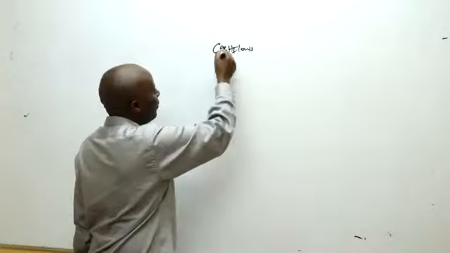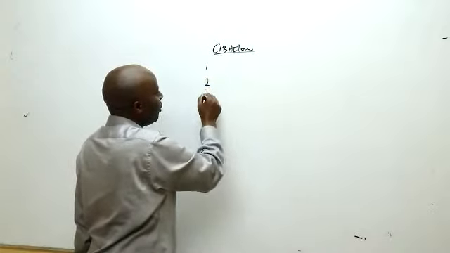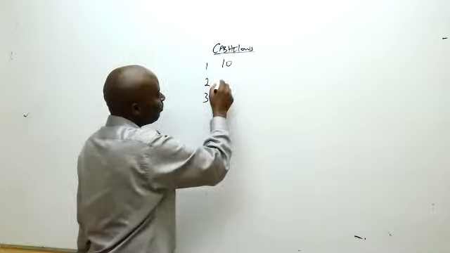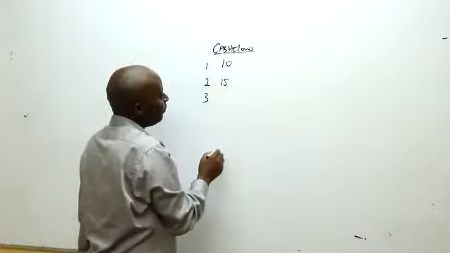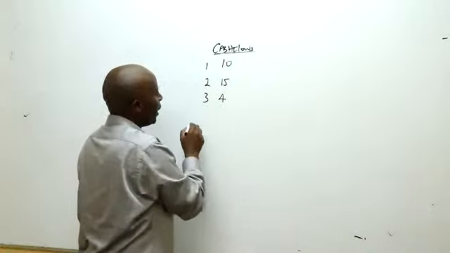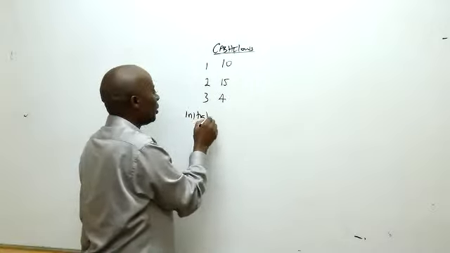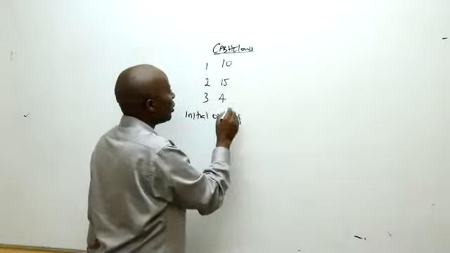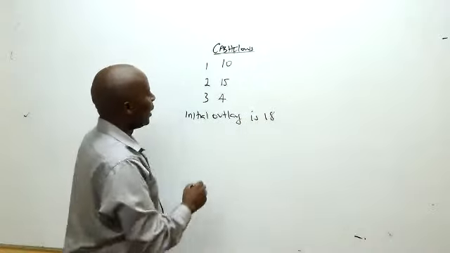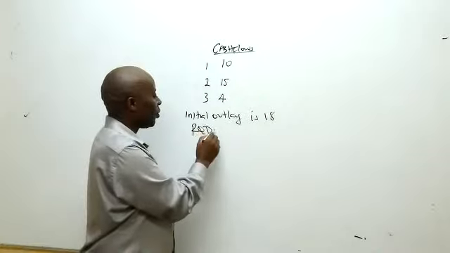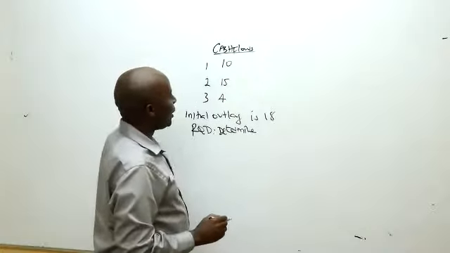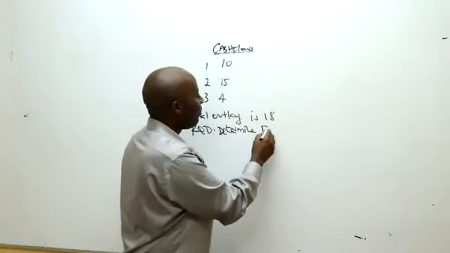This examiner gives you cash flows year 1, year 2, year 3. And then he gives you year 1 cash flow to be 10, year 2 cash flow 15, year 3's cash flow, he gives you, for example, 4. And then he tells you that the initial outlay is Kenya shillings 18. And then you are required, ladies and gentlemen, to determine the payback period, the normal payback period.